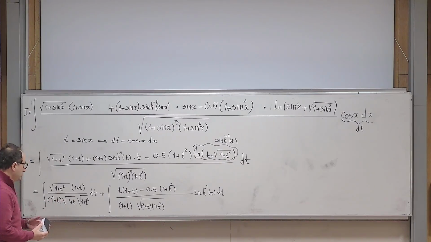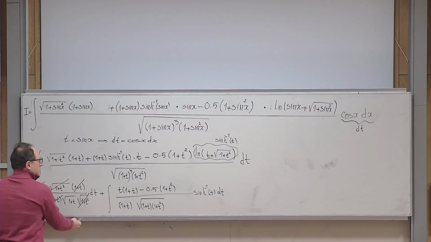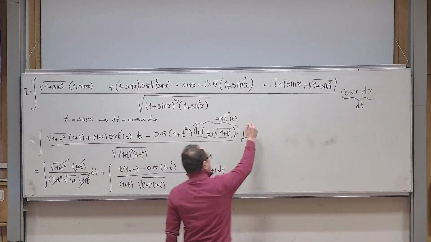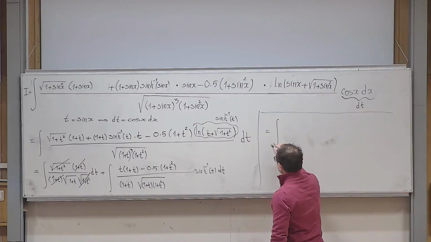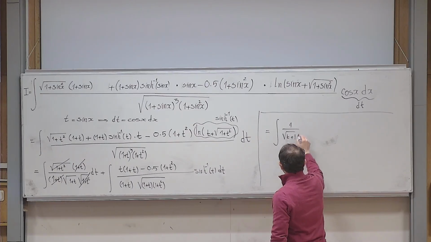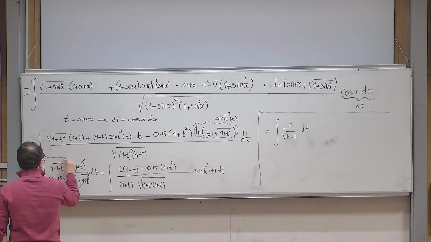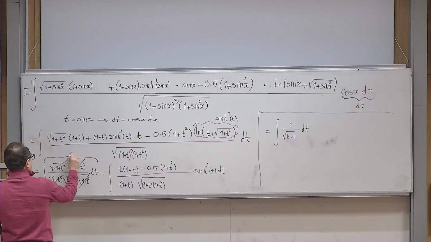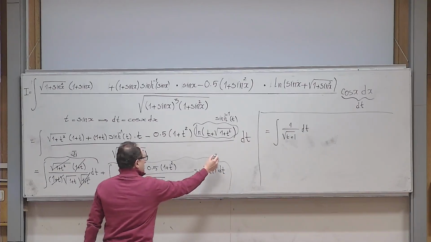This one is extremely simple because everything is cancelled out more or less. This one and that one are gone, this one and that one are gone, and then I am left with, let me write it down. Okay, so let me open some space here and continue here. So this becomes equal to the integral of 1 over square root of t plus 1 dt. Let me call this one integral J1, and let me call the rest integral J2.